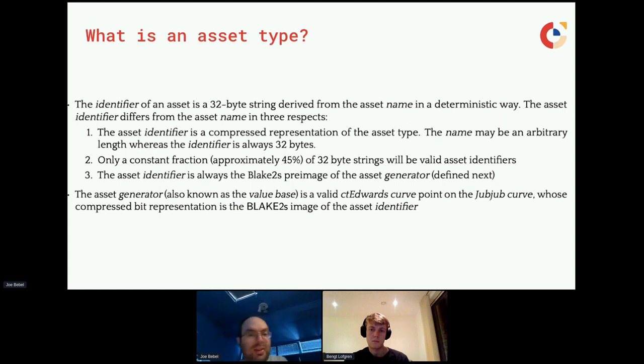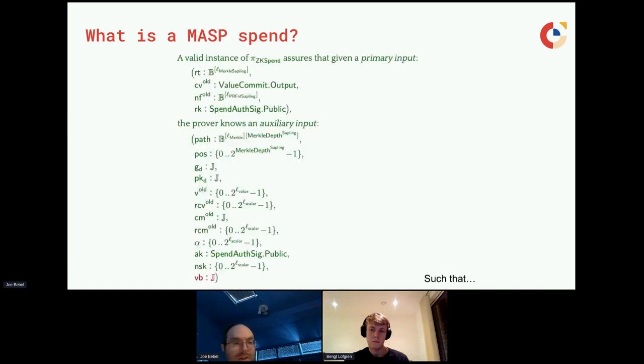So this can prevent you from just directly using the hash of the asset name, because you might get an invalid asset identifier that when you hash the asset identifier gives you an invalid curve point. And so there's some subtleties.